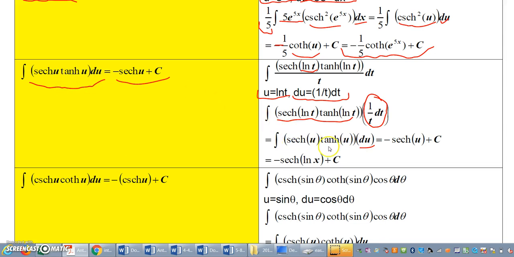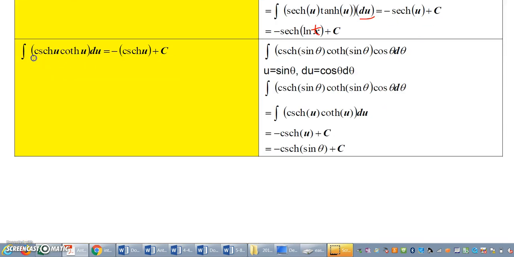and when I apply the formula I get minus the hyperbolic secant of u plus a constant, and then the last step, replace the u with the substitution I used, which is natural log of t, not x. So I knew I would mess that up. When I change variables, sometimes I forget. So it's actually minus the hyperbolic secant of natural log of t plus a constant.